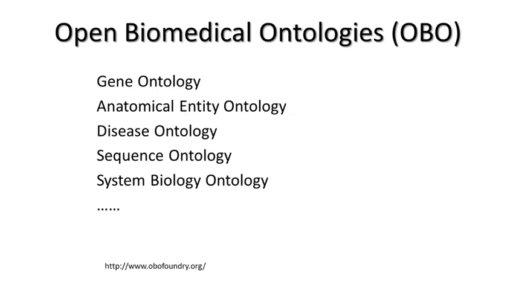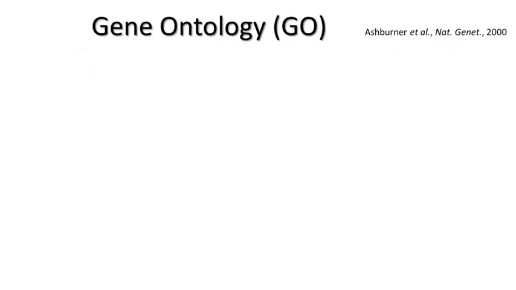Open Biomedical Ontologies collect major ontologies in the life sciences, including the Gene Ontology, Anatomical Entity Ontology, Disease Ontology, Sequence Ontology, Systems Biology Ontology, and so on. The most widely used by far is the Gene Ontology.